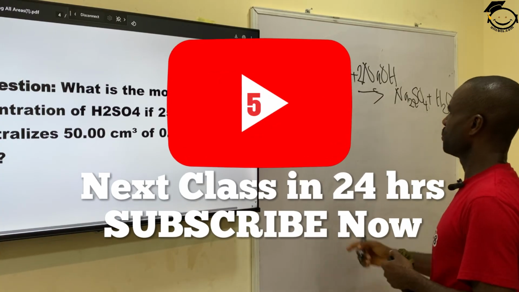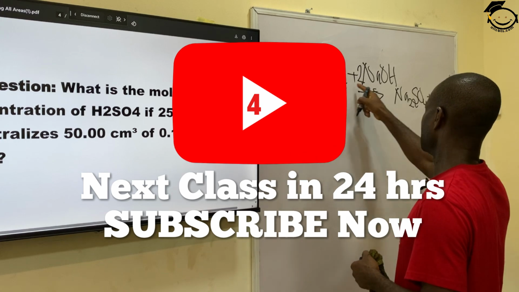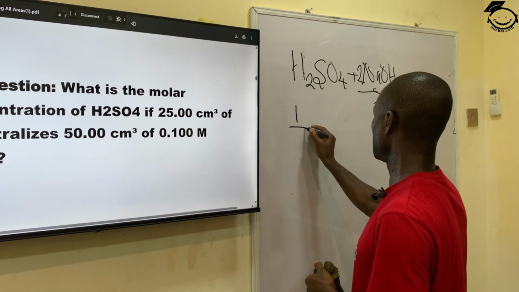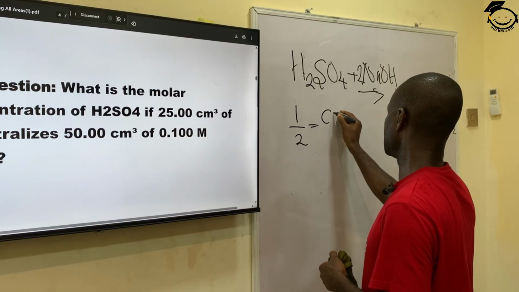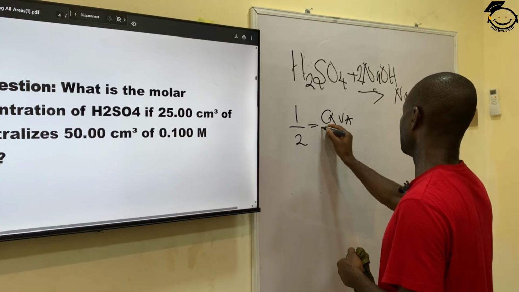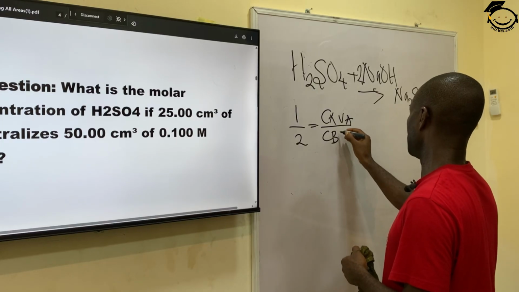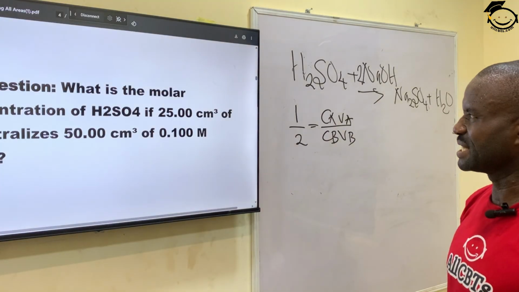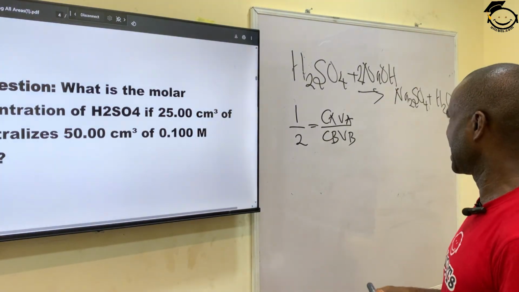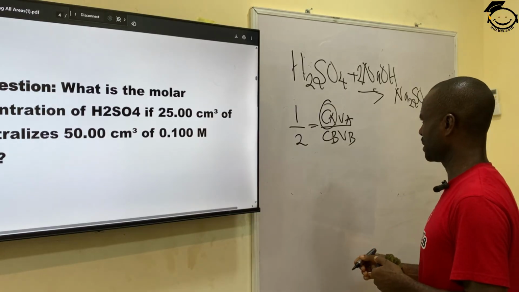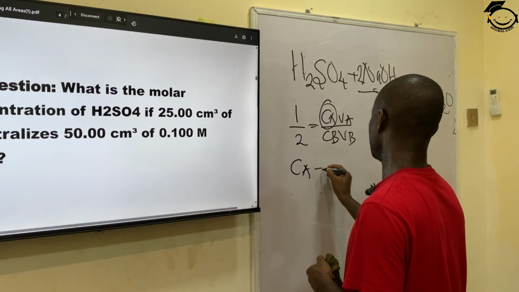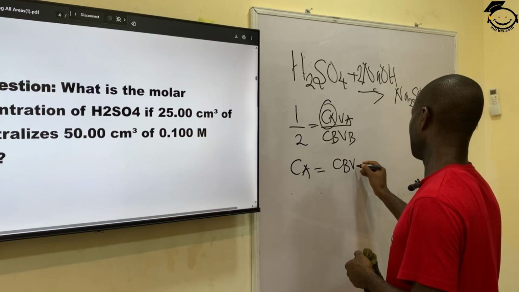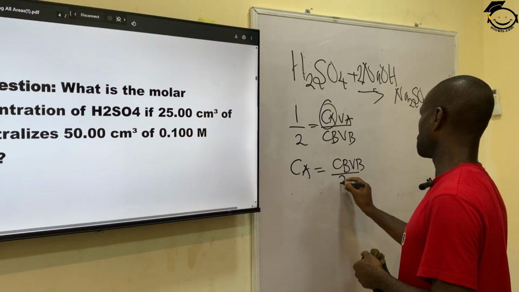So this gives you a ratio of 1 of the acid to 2 of the base. So in that case, we have 1/2 equals CaVa over CbVb: the concentration of the acid, volume of the acid, concentration of the base, volume of the base. So our question is, what is the molar concentration of the acid? That is Ca, which becomes our subject of the formula. Therefore, Ca equals CbVb all over 2Va.